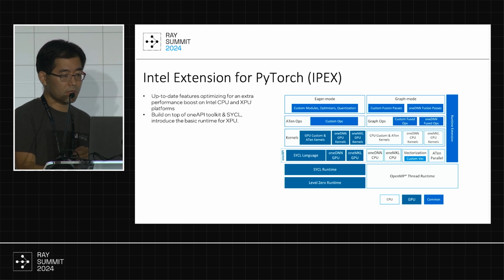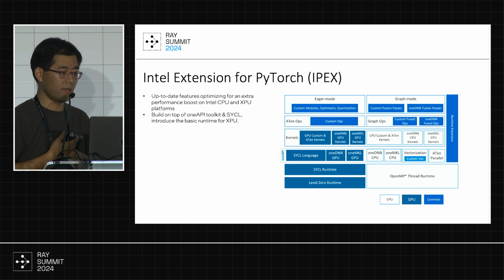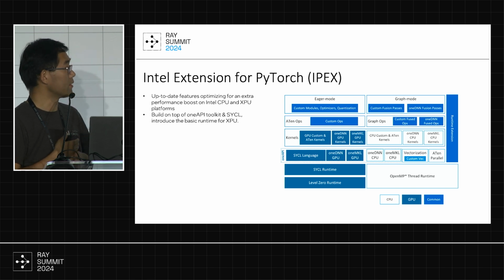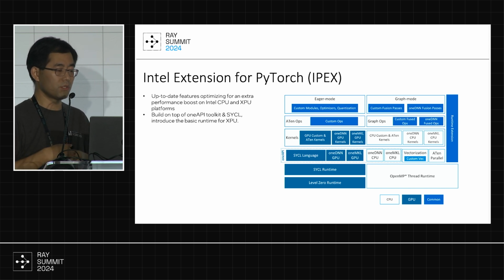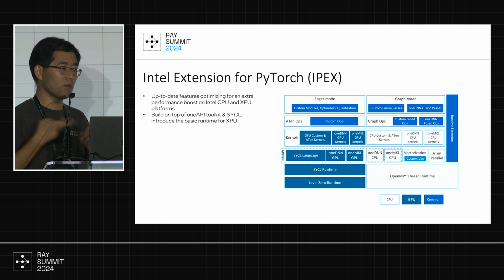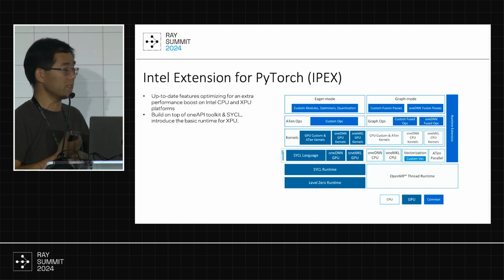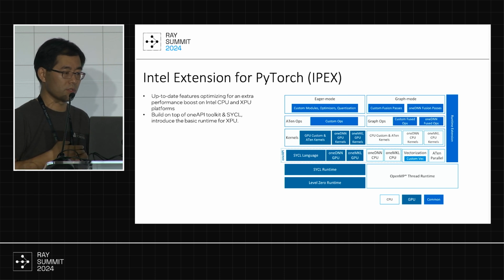These kernels are further integrated into PyTorch, and on top of that, we provide ATen ops for the eager mode, and graph ops for the graph mode. The typical optimizations we usually do are, for example, kernel fusion, low precision, and memory layout optimization, and so on, right? Those optimizations are put into the IPEX library.